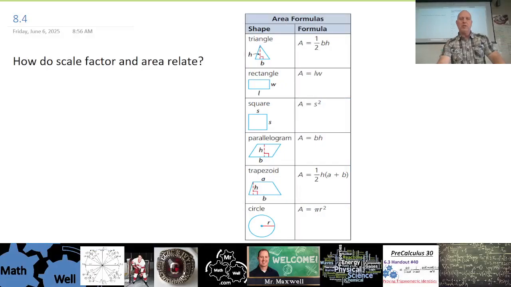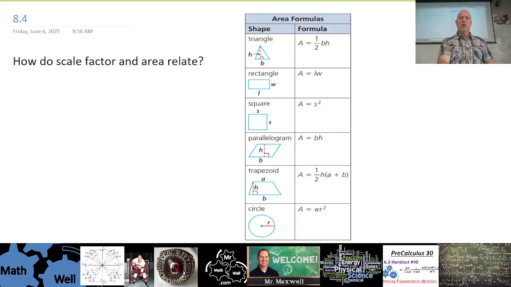All right, section 8.4, Foundations Math 20. We're talking about scale factors and areas of 2D shapes. On the side here, I've got area formulas for a bunch of different shapes. You should know all these. You might not know the parallelogram and trapezoid.